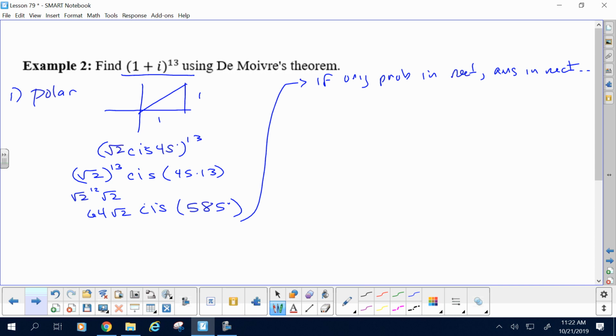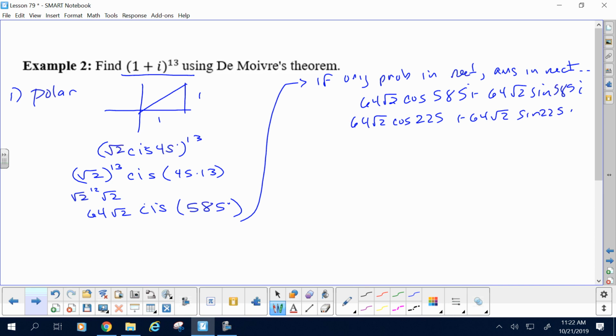So now we have to take 64 root 2 cosine 585 plus 64 root 2 sine 585 i and put it back in rectangular. What's 585 degrees in an easier way? 225. 64 root 2 cosine of 225 and sine of 225. You follow me? What's cosine of 225? Negative root 2 over 2. And what is sine of 225? Negative root 2 over 2.